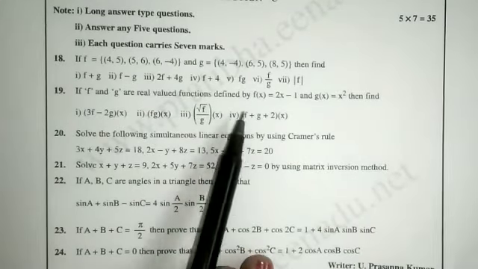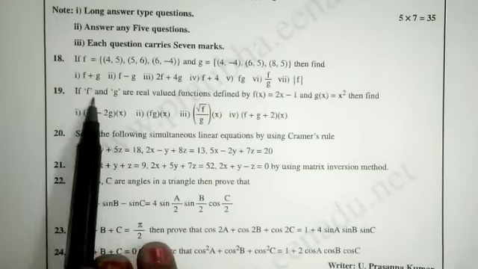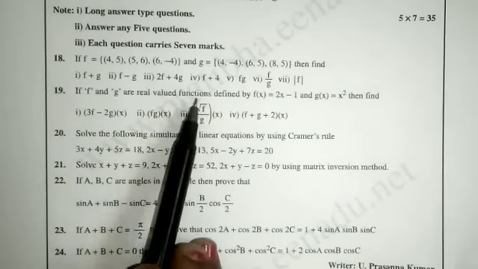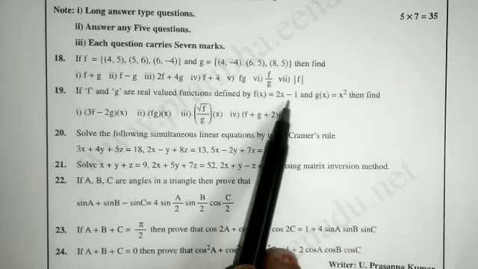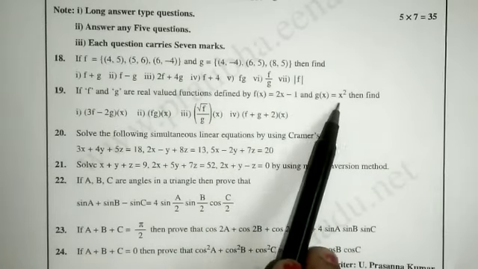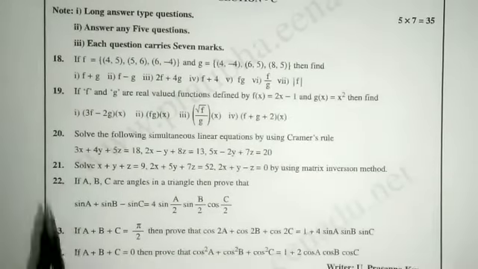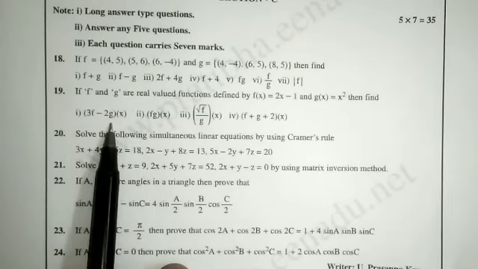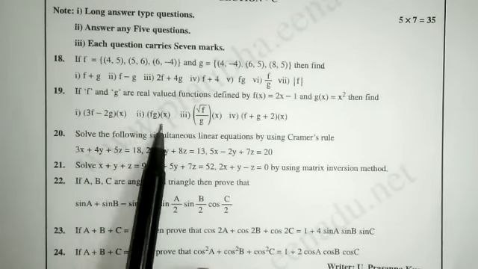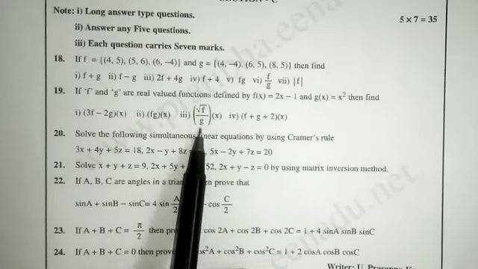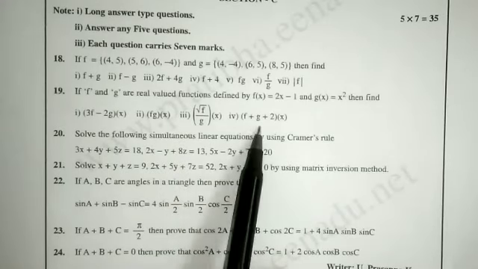And this is also a very important question, sum number 19. If f and g are the real valued functions defined by f of x is equal to 2x minus 1 and g of x is equal to x square, then find (3f minus 2g) of x. Second one, fg of x. Next one, root f by g of x. And last one, (f plus g plus 2) of x.